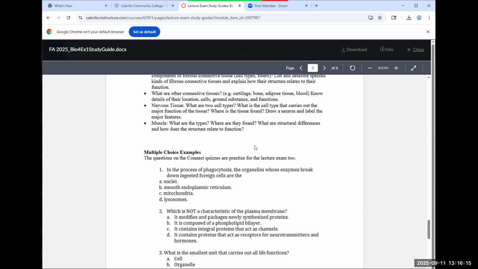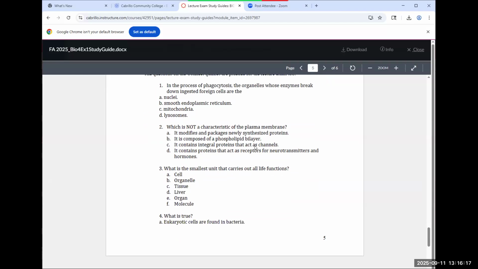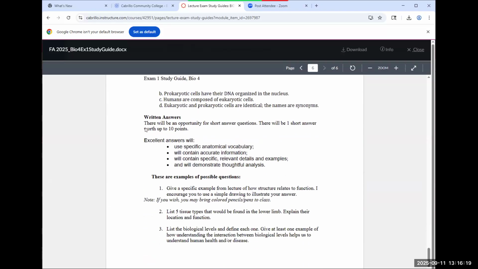So the multiple choice questions are what they are. And then you will have an opportunity to do one short answer question. Typically what I do is I give you choices. So there might be 3 different questions and you could choose the one which you felt you can answer best. Okay. These are examples. So if you answer all of these, you should have a good handle on what would work for you in the test.